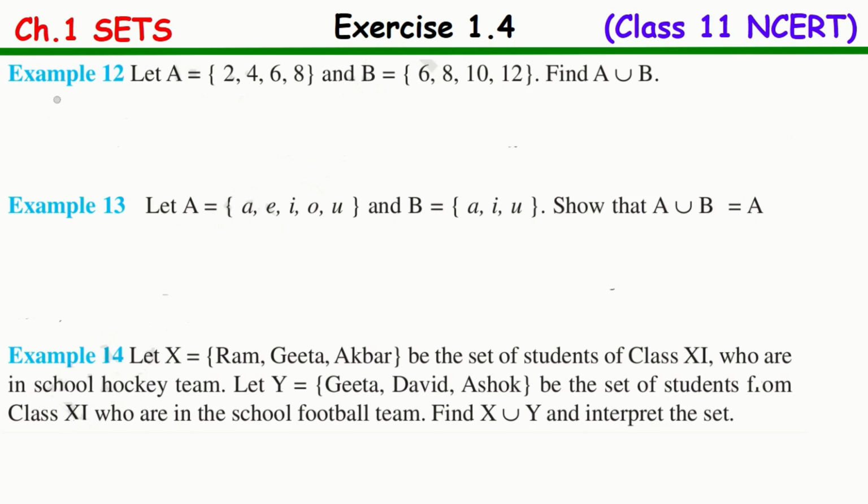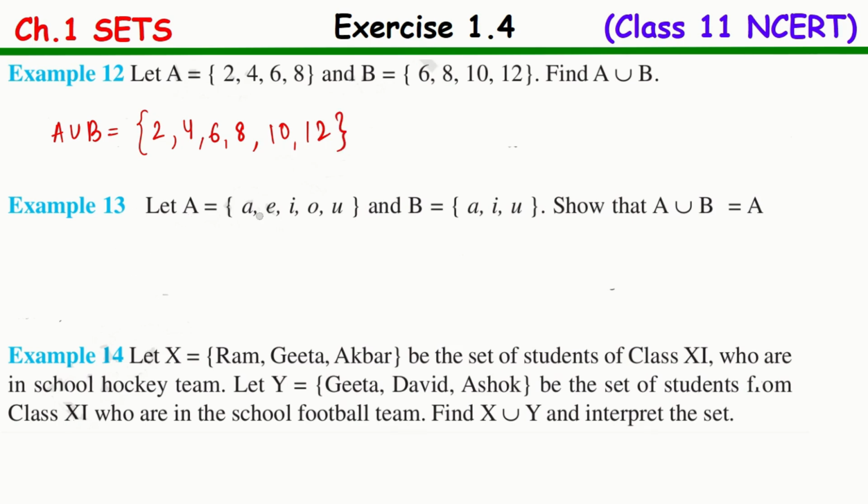Now let us come to the examples of exercise 1.4. So example 12 says that A is a set which contains these elements, B is a set with these. We have to find A union B. A union B means we have to write all the elements of A as well as B. So first of all let us write elements of A, 2, 4, 6 and 8. Now we will write the elements of B. B has 6 but 6 we have already written, so we will not repeat it. 8 also we have written. Then we have 10 and 12. So this set is the union set.